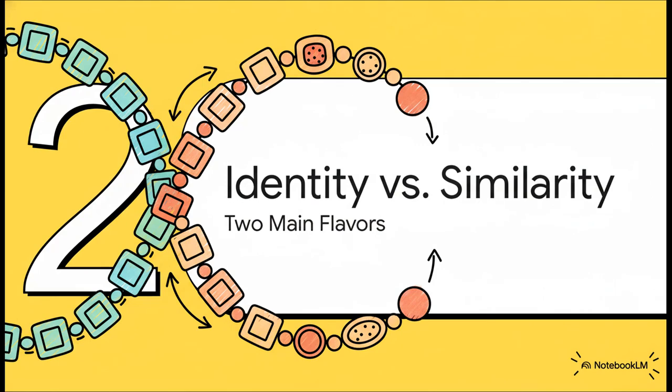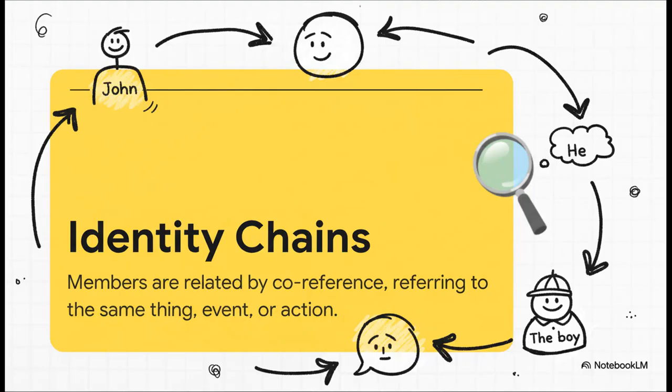Okay, for your test, it is absolutely essential that you can identify the 2 main types of lexical chains. They're built on 2 different kinds of relationships between words, identity and similarity. Let's dig into each one. First up, we have identity chains. The key word here is co-reference. Every single member of this type of chain points back to the very same thing.